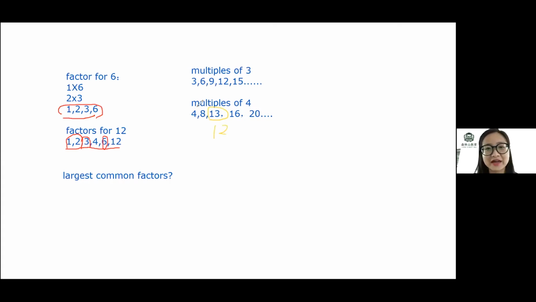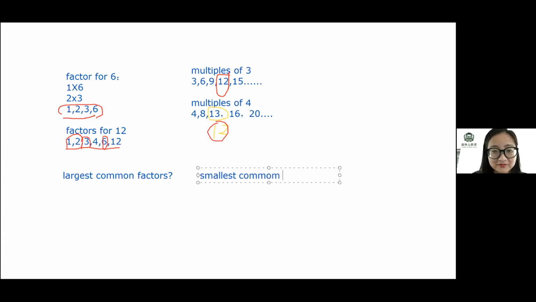Very good. Okay, now, what is the least common one? Is it 12? Yeah. So my question is, why don't we ask about the largest common multiple? Because it's infinite. Yes, infinite. Very good. So we only talk about, okay, I'll type it. Smallest common multiples.